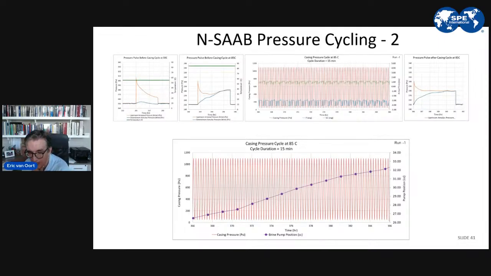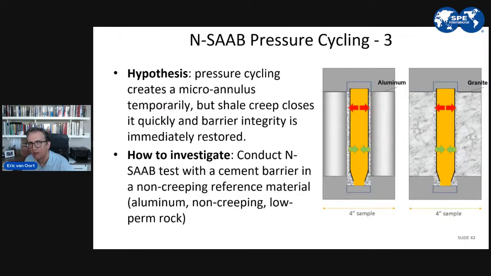You could interpret this as saying, well, apparently cement is a much better barrier material than you thought it was, right? Clearly, we have no microannulus forming. But do understand that outside of this cement, we have a shale with significant creeping potential. So a hypothesis that we have is this: the pressure cycling does create a microannulus. We don't do a continuous pressure test, so we only do it occasionally, typically after the cycles. So we think that pressure cycling does create a microannulus, but the shale creep acting on the cement sheet closes it quickly, and then barrier integrity is immediately restored.